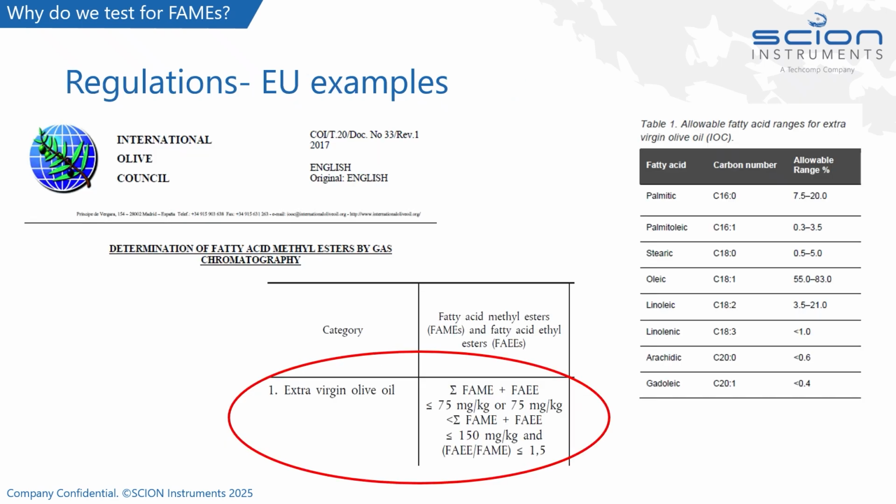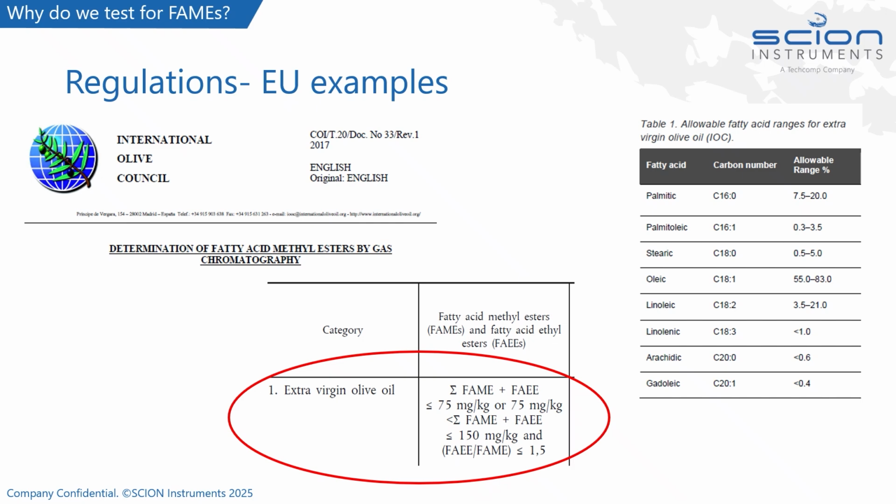Now just to quickly highlight some of the regulations that are involved with testing extra virgin olive oils for FAME content. Regulations from bodies such as the European Union and the International Olive Council, the IOC, are in place to define what classes as an olive oil, as well as defining safety and quality standards that are to be followed. For example, the International Olive Council states the fatty acid composition of olive oils which determine acceptable purity standards, and this can be seen here in this table on the right-hand side.